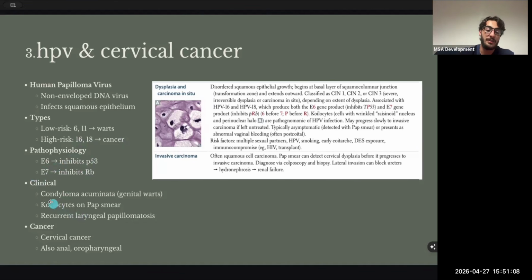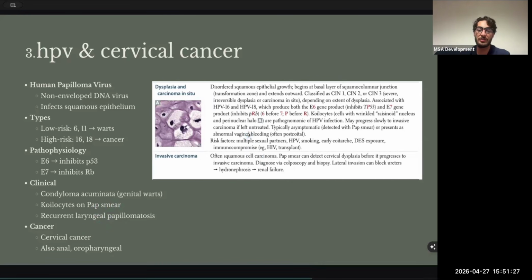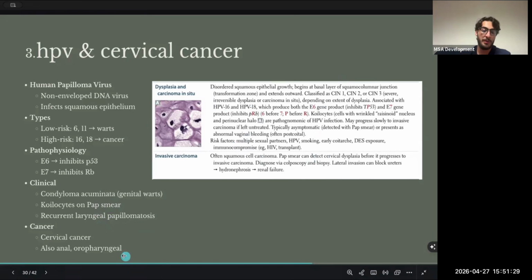All right, and what are the clinical manifestations of HPV? You can see condyloma acuminata, which are genital warts, and koilocytes on pap smears. These are atypical cells seen on pap smear that could be an indicator of cervical dysplasia, which we'll talk about in a minute. I think you guys already took a lecture on cervical cancer, so you should be well aware of all of this by now. And recurrent laryngeal papillomatosis. That's because your larynx, specifically your true vocal cords, are covered with squamous epithelium, and HPV loves squamous epithelium, so it can cause papillomatosis.